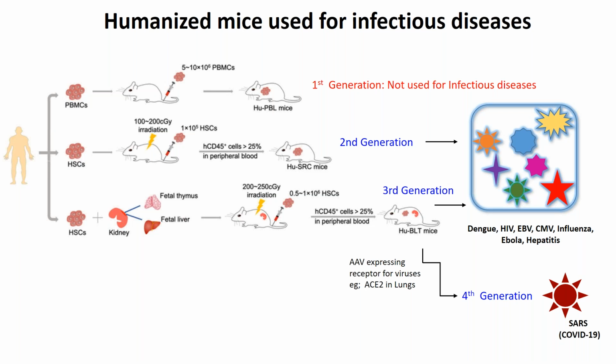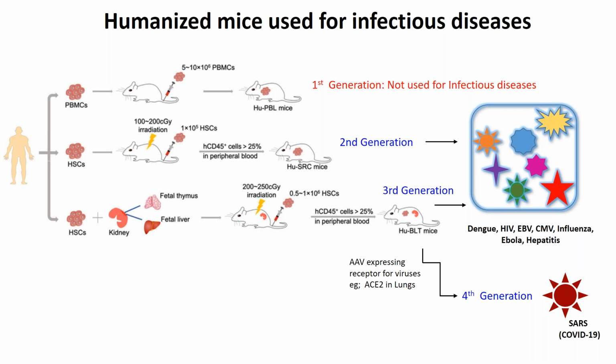These second and third generation models are currently used for various viral diseases, especially human-specific diseases for which there are no good animal models available yet. Some of these viruses are dengue, HIV, CMV, Ebola, etc.